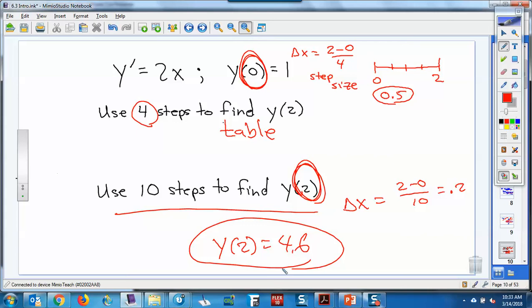So it's very much the same kind of thing. We're doing an approximation. We do 0.1. If we do 20 steps, 50 steps, it would be getting better, right? Smaller step size, we'd be getting a better approximation.